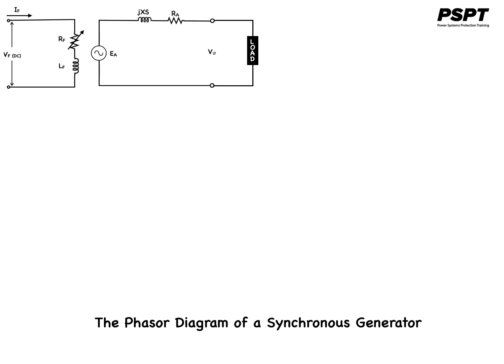For example, according to Kirchhoff's voltage law, the voltages summed around the loop must equal 0. In other words, V phi must equal EA minus jXSIA minus RAIA.